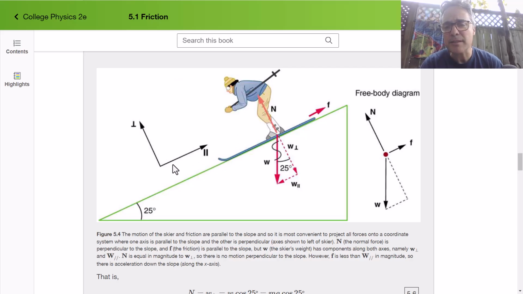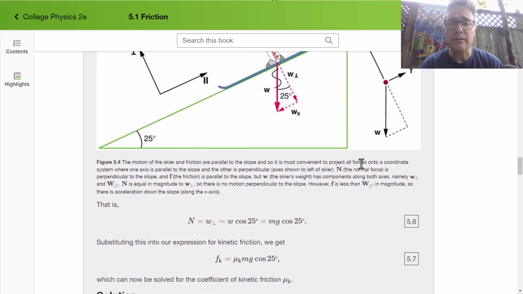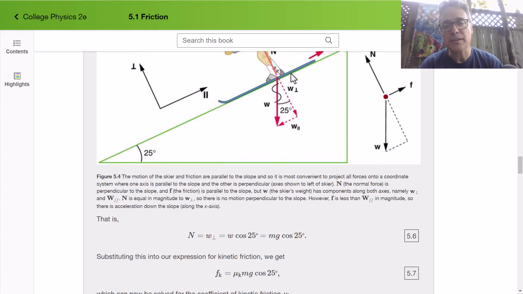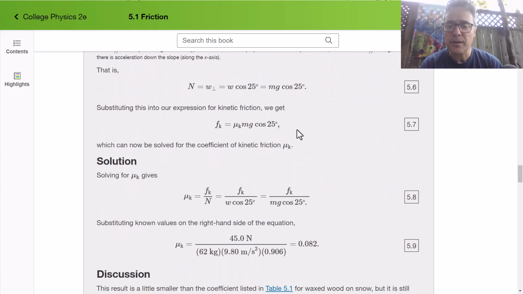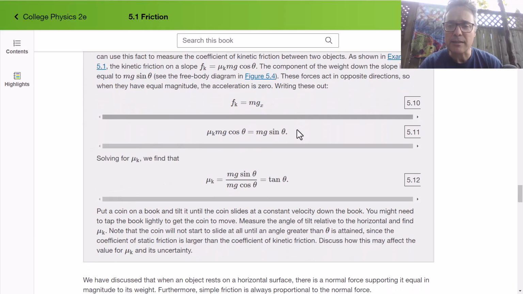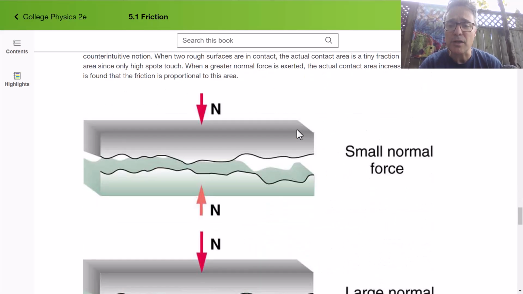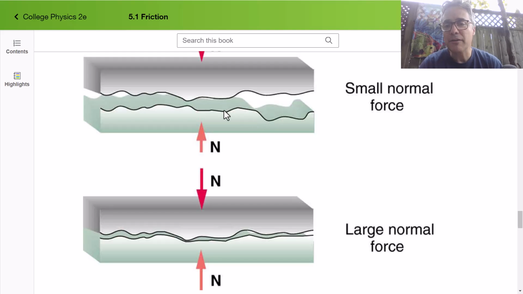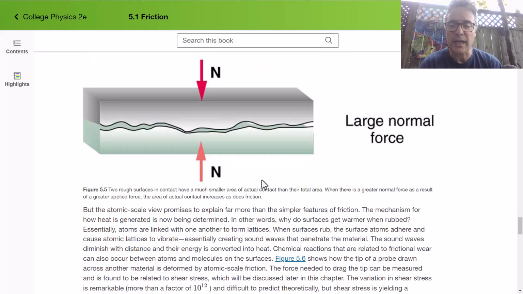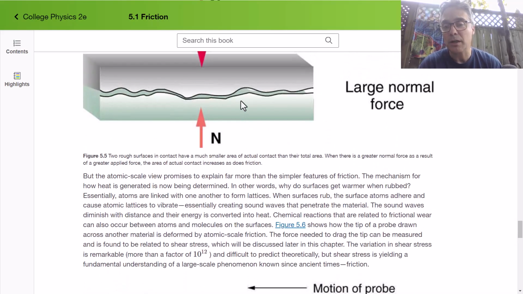So sometimes I make this the x direction and the y direction. And then you've got the friction, which is in the direction parallel to the surface, and the normal, which is in the perpendicular. And then gravity, the weight here, is the diagonal force in this case. So I would definitely go through that example, make sure you can solve these kinds of problems. And here they're giving you an explanation. Smaller normal force, you'll have less friction. They're less locked together. Larger normal force, they're more locked together.